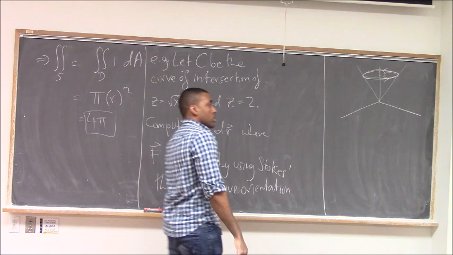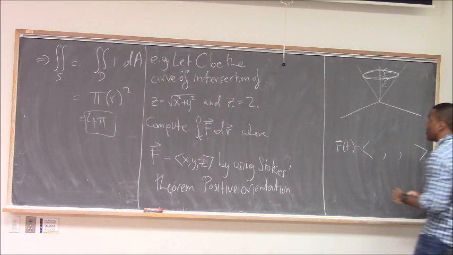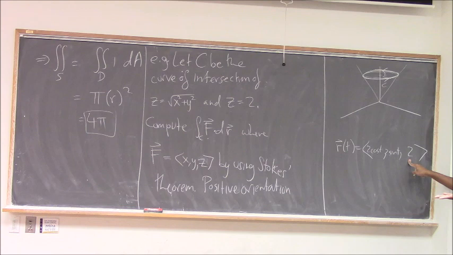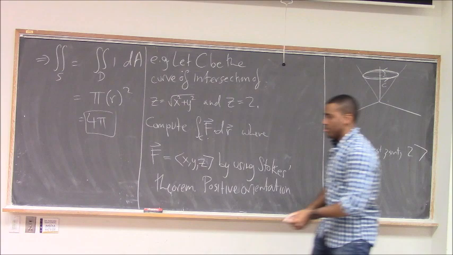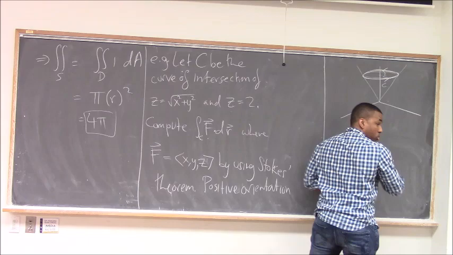I want you to do the double integral, but just for fun, what if I were parameterizing C, what would that look like? 2 cosine t, 2 sine t, 2. Now you see why. What's the difference between having a 0 and a 2? Because here my circle is not in the xy plane. It's in the plane z equals 2. That's not what we're doing anyway. I just want to make sure.